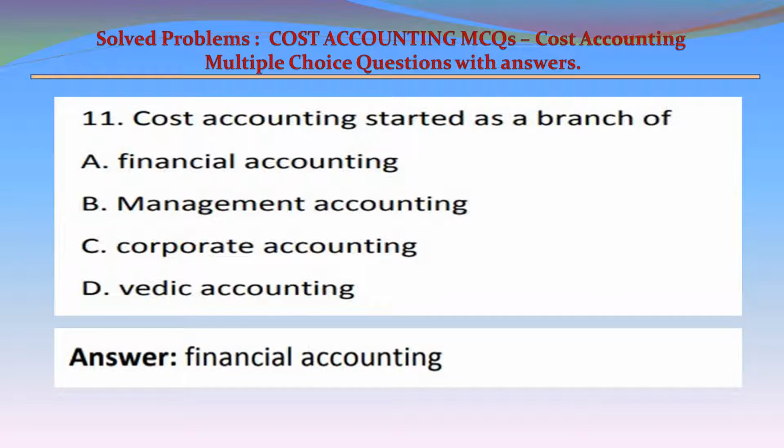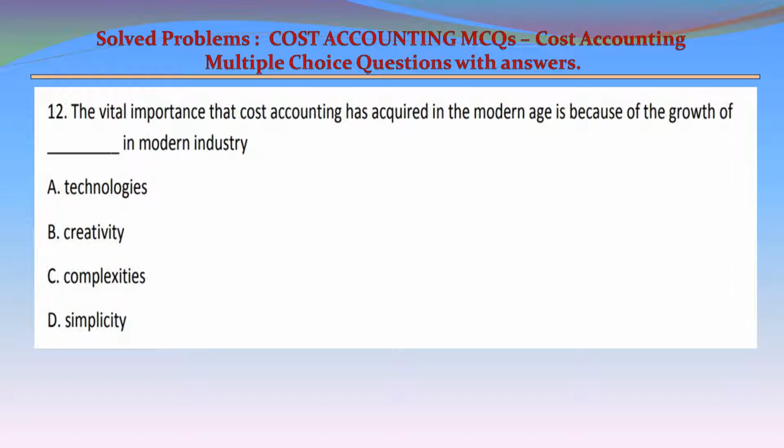Answer option A, financial accounting. 12. The vital importance that cost accounting has acquired in the modern age is because of the growth of dash in modern industry. Option A, technologies. Option B, creativity. Option C, complexities. Option D, simplicity.